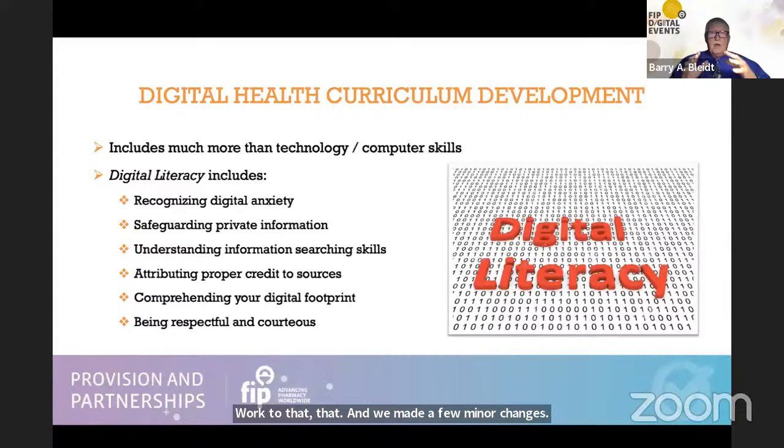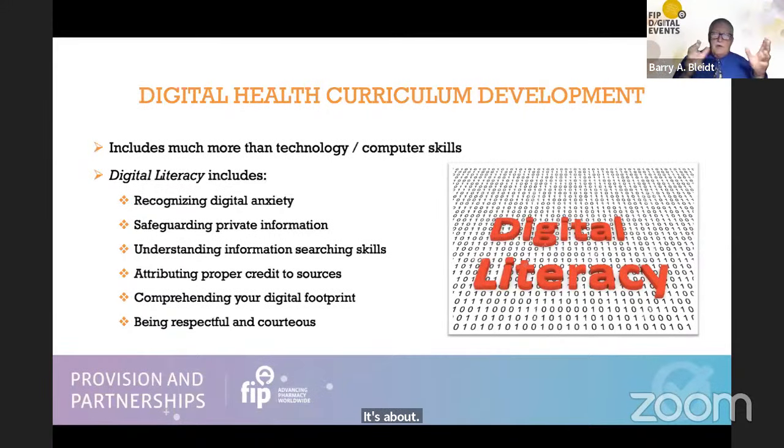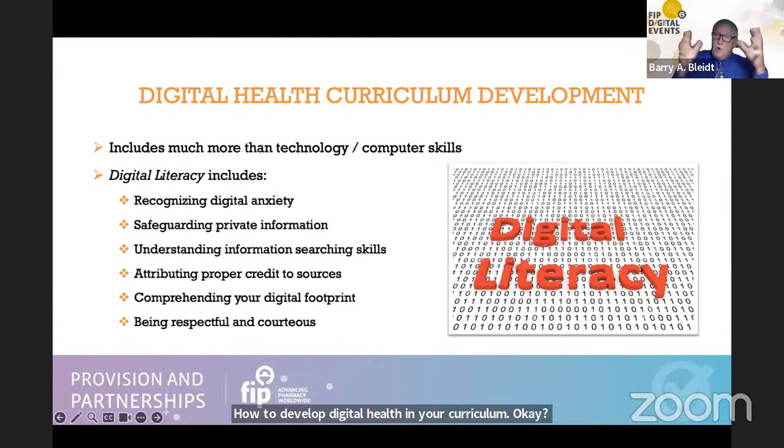It's about how to develop digital health in your curriculum. And it's much more detailed than just technology.